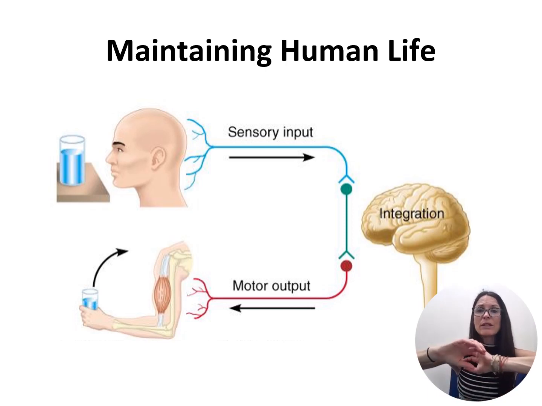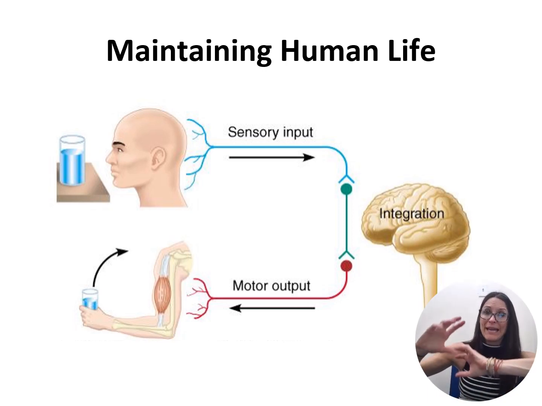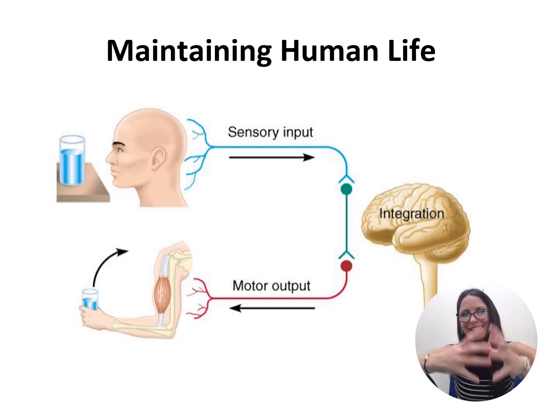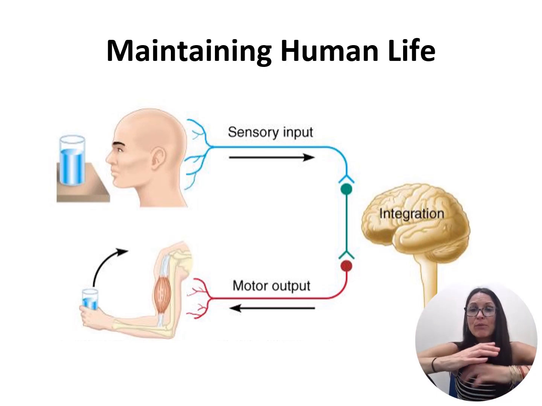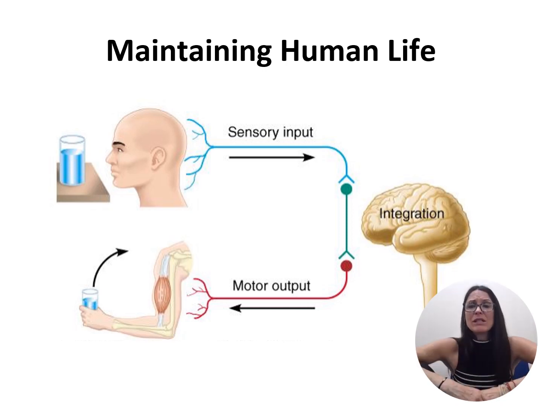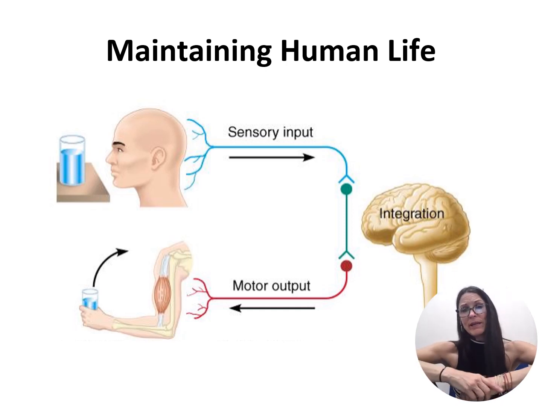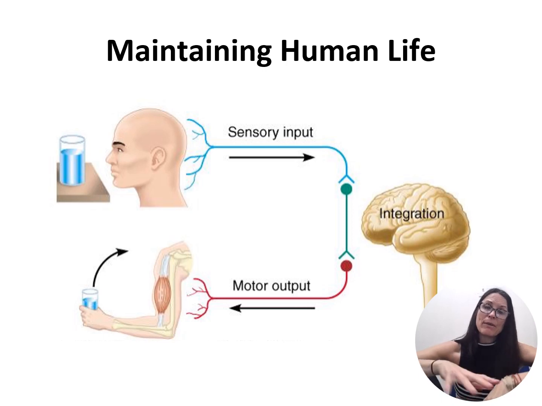So the brain is really the center, or you can think about it like the central bank of a big city, doing all the processing, like a data bank. And once the brain processes that sensory information, the brain is going to tell our muscles what to do. In this case, through the motor output, it's going to tell the muscles, hey, you're thirsty, pick up the water.